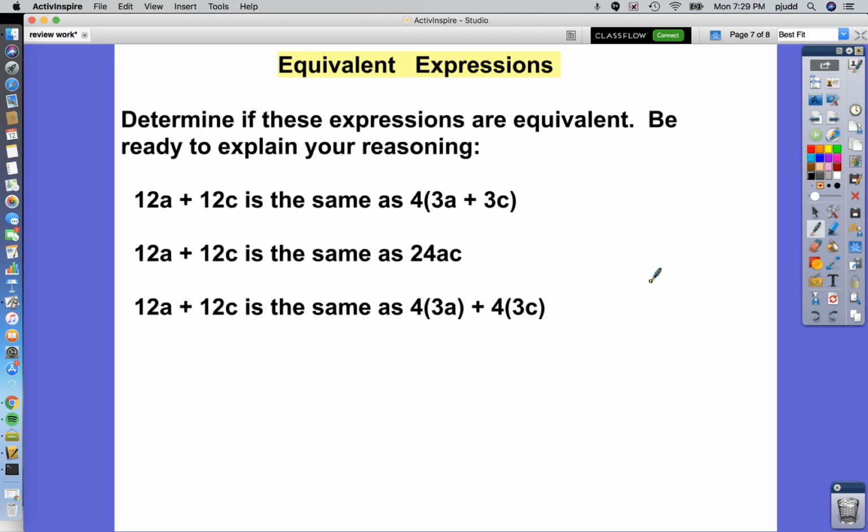So pause the video here, take about 2 minutes, and discuss with your partner. Are all of these equivalent? Is only one equivalent? Are two equivalent? Which ones? And be ready to justify your answers. Okay? Pause here, 2 minutes, and go.